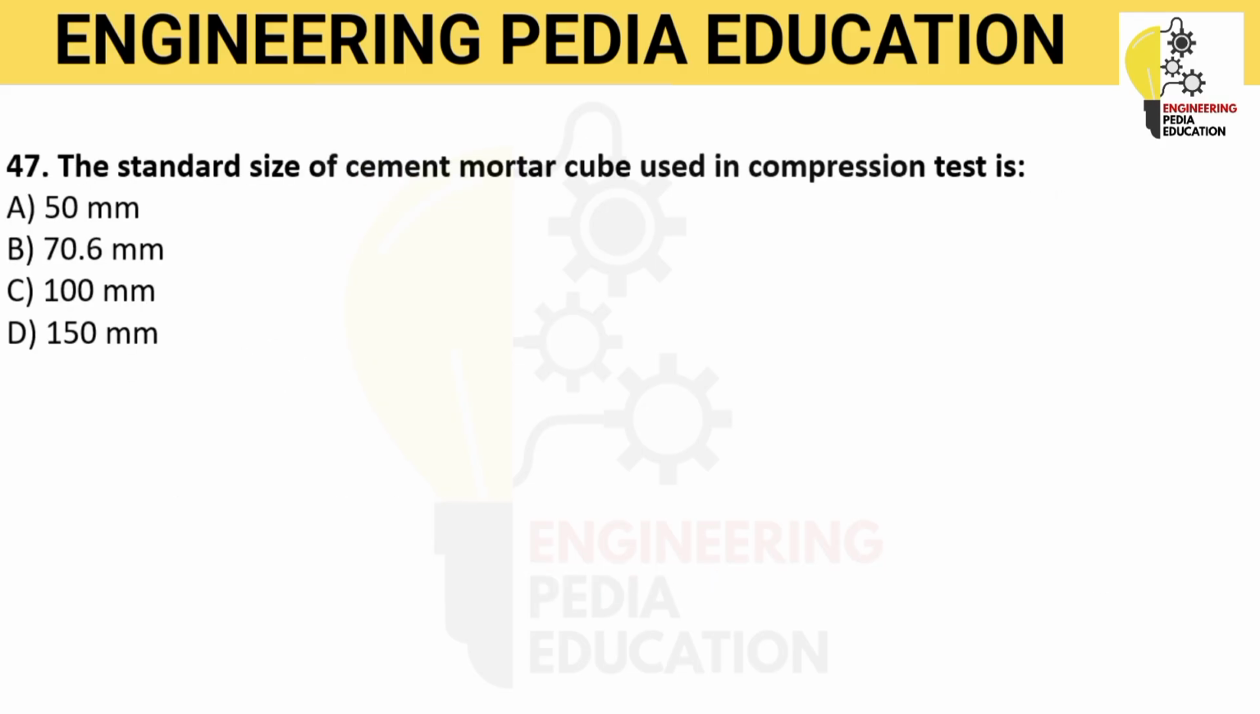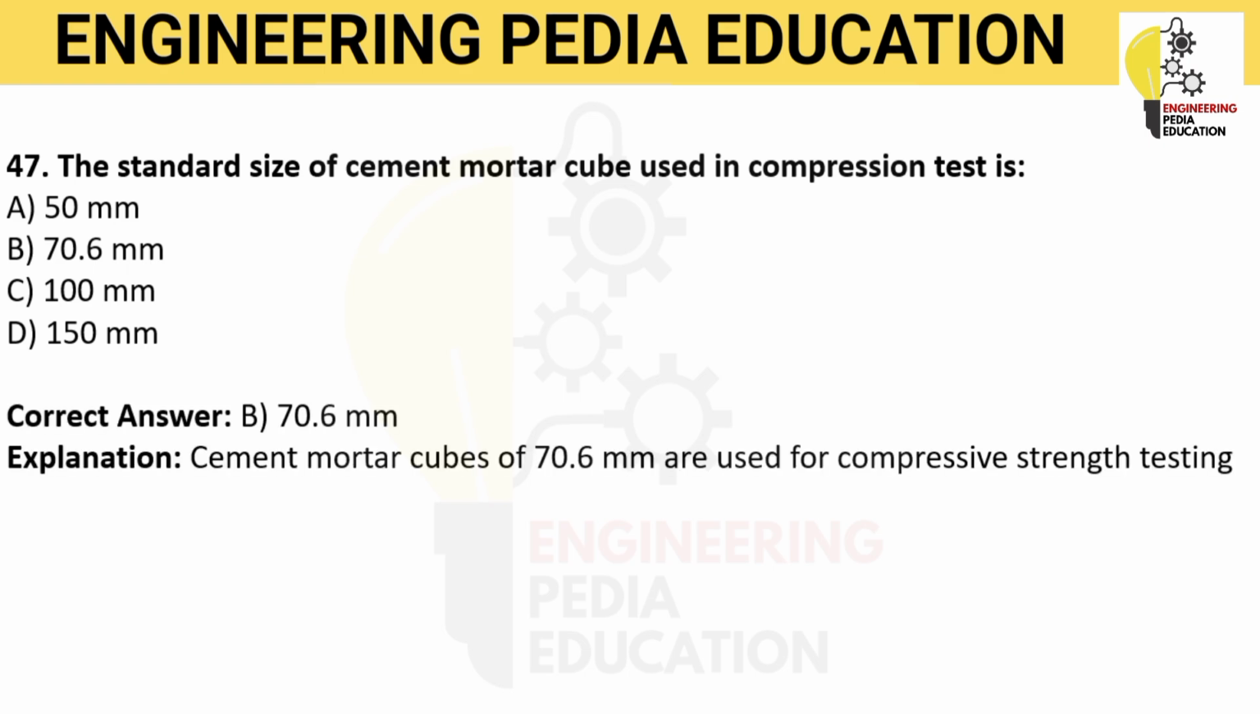The standard size of cement mortar cube used in compression test is 50 mm, 70.6 mm, 100 mm or 150 mm. So the correct answer is 70.6 mm. Cement mortar cubes of 70.6 mm are used for compressive strength testing. It is done using the compressive testing machine to determine the compressive strength of the cement cube.